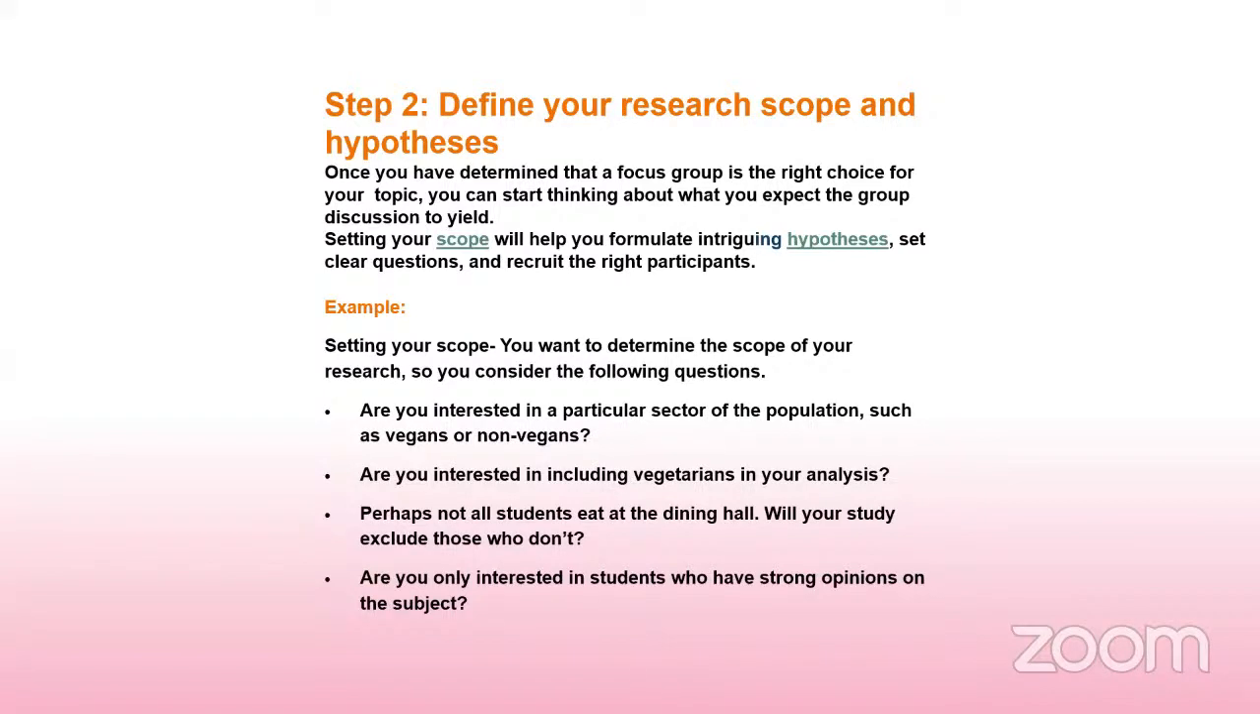For example, if you want to determine the scope of the research, we can consider the following questions, taking the same example as we discussed previously. We can ask, are you interested in a particular sector of the population, such as vegans or non-vegans? Are you interested in including vegetarians in your analysis? Will your study exclude those who eat or don't eat, or are or are not vegans? Are you only interested in students who have strong opinions on the subject? So these are some examples of questions we can ask.